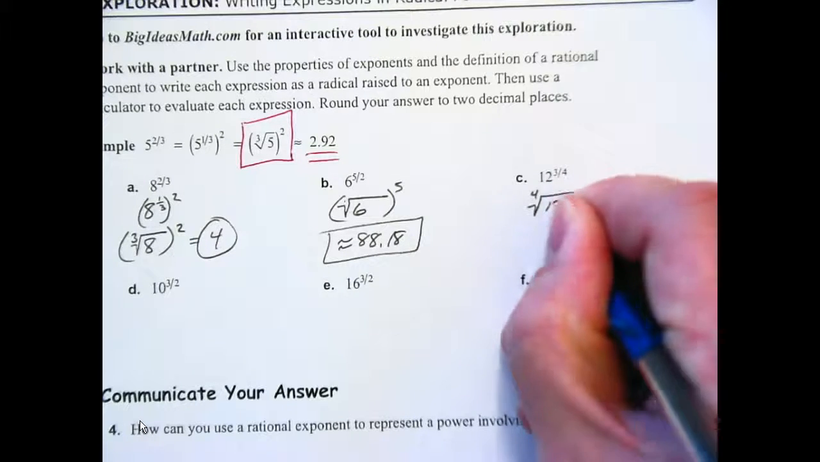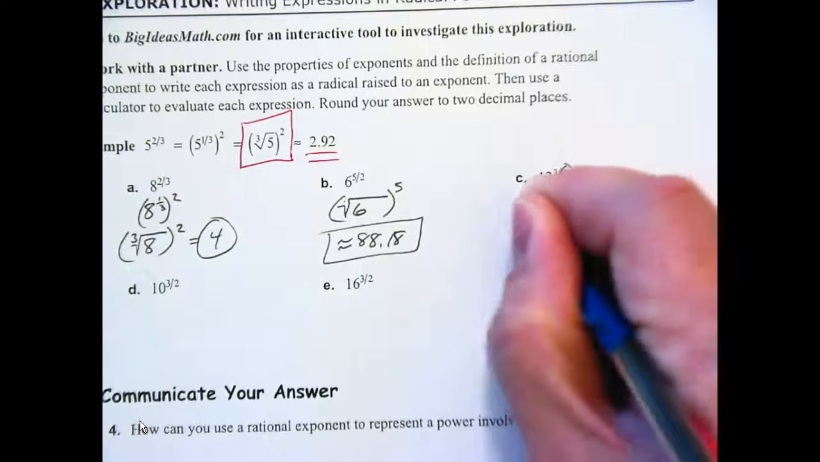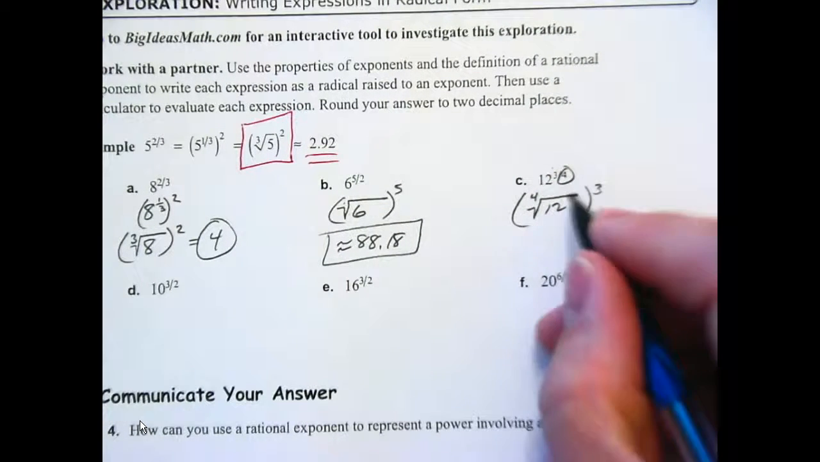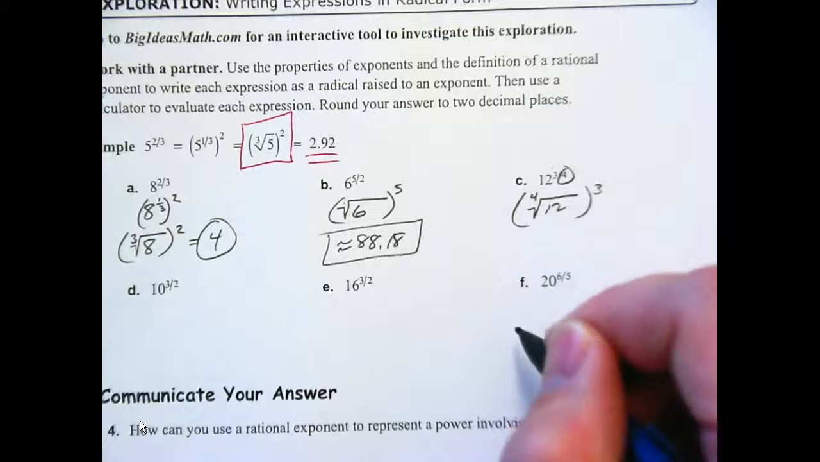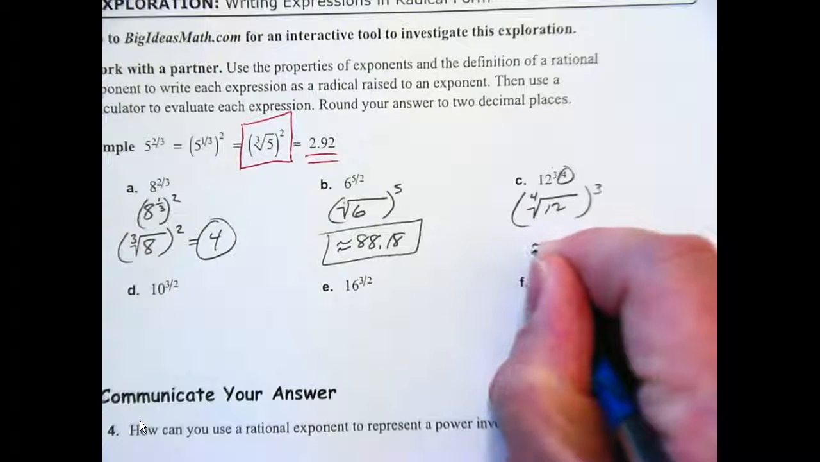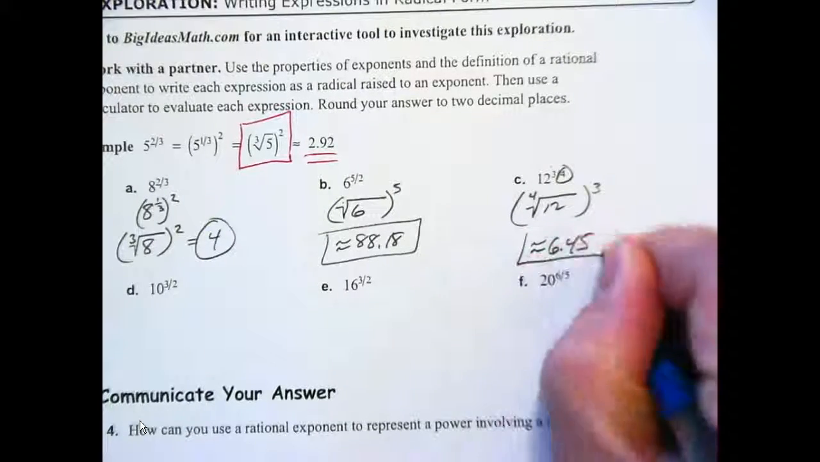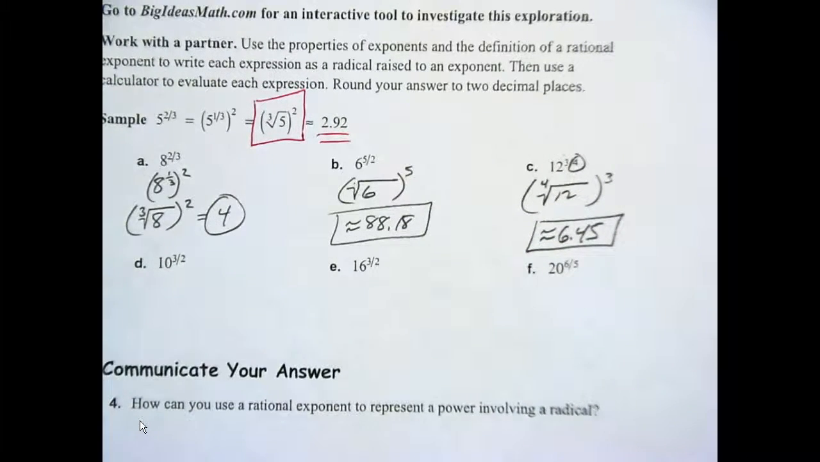Fourth root of 12, denominator is the index. Numerator is the power. Okay, once again, can't take the fourth root of 12 perfectly. I'm going to get a rounded number here, 6.45. Okay, how many are getting them?